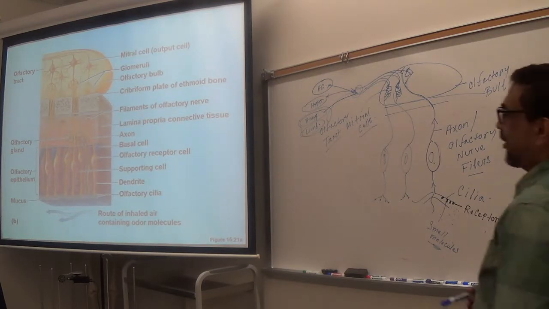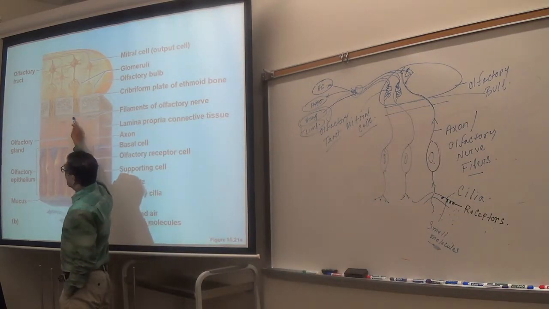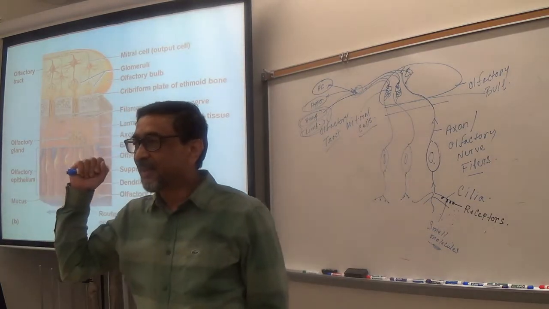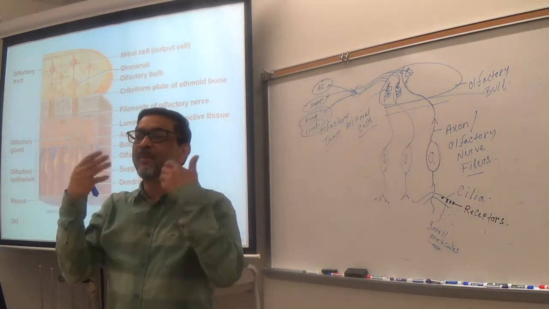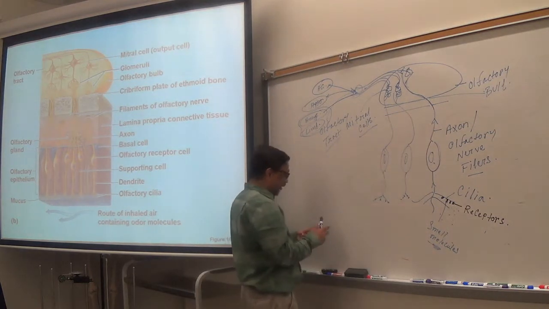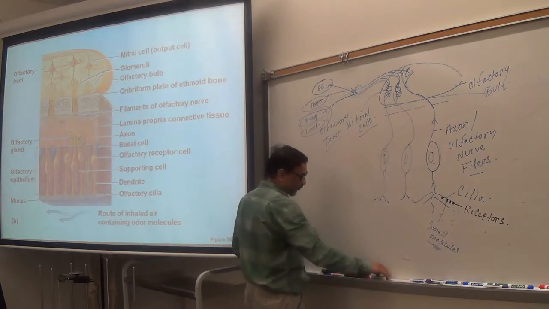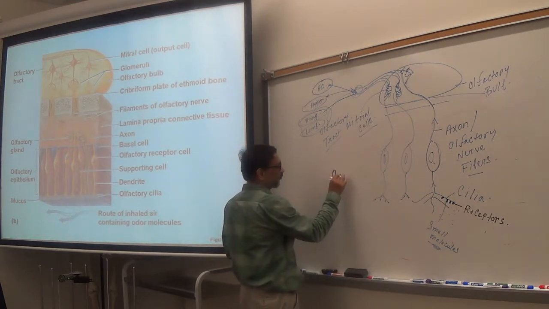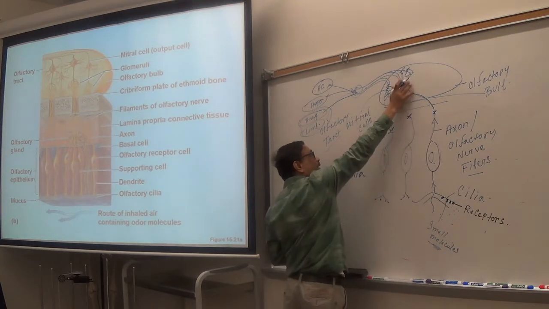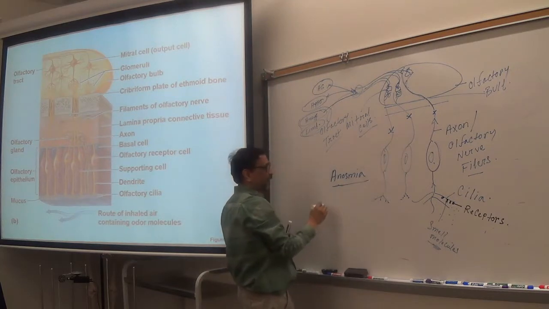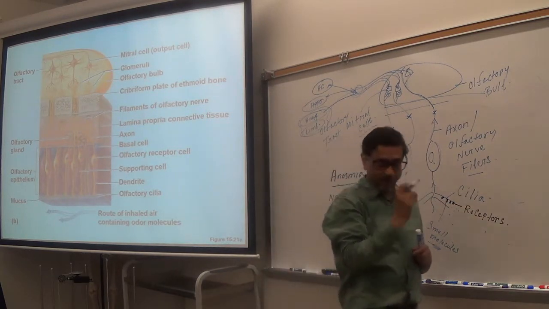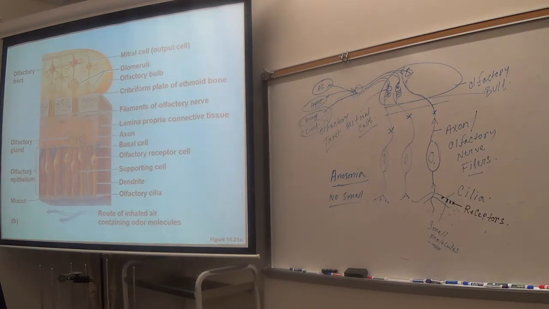Now, if the olfactory nerve fibers are damaged or destroyed, then the signal will not go to the brain. Make sense? The person will lose the ability to smell. And that is called what? Anosmia. Have you heard that? No? If the olfactory nerve fibers are destroyed, the signal will not go to the brain, and that will cause anosmia. No smell perception. Absence of the perception of smell. A means absence. Anosmia.